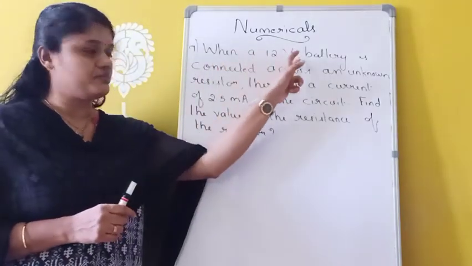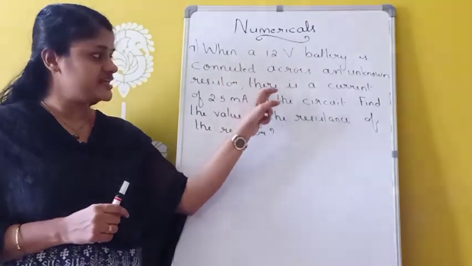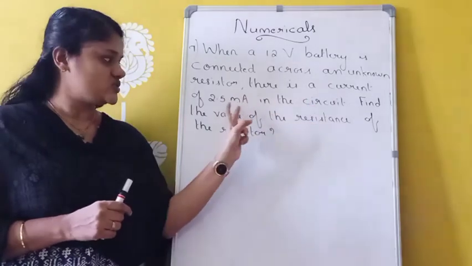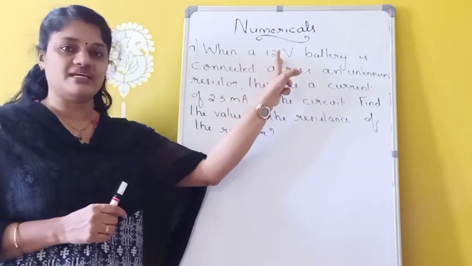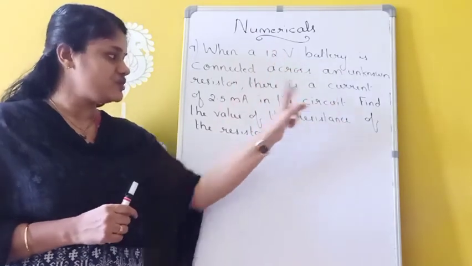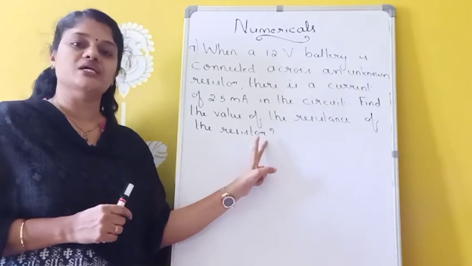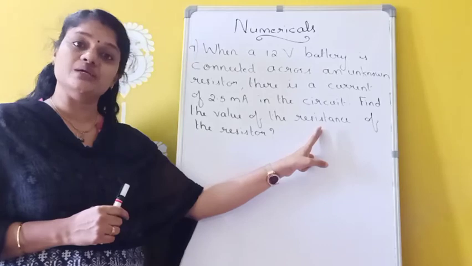Seventh problem. When a 12 volt battery is connected across an unknown resistor, there is a current of 2.5 milliampere in the circuit. So current is given as 2.5 milliampere. Potential difference is given as 12 volt. And we have to find the resistance of the resistor. So same formula, Ohm's law. V equals I into R. So from that what we have to find out? R. So R equals V by I.